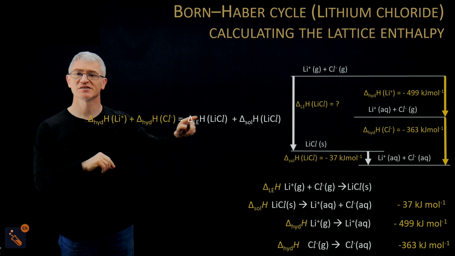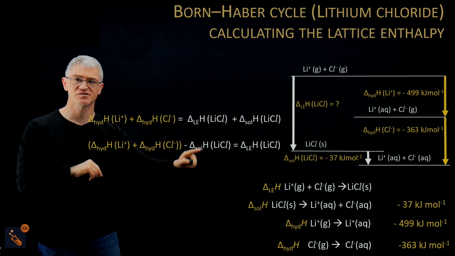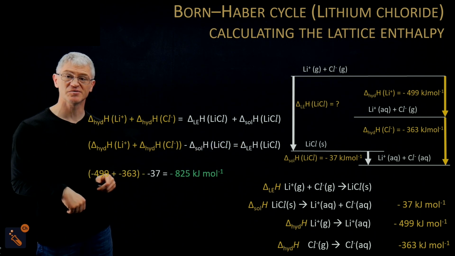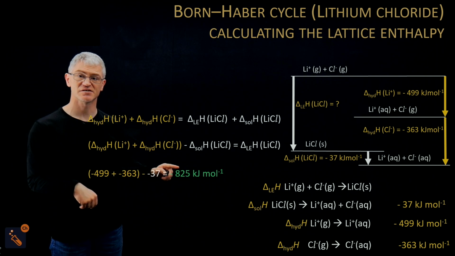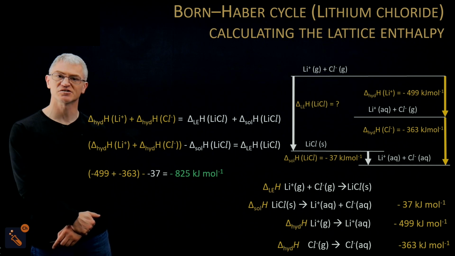And with that lattice enthalpy, all I have to do is minus the solution away from the other two. So I've minus the solution there, okay? And then I just put the numbers in. So I put the numbers in, and there you go, minus 825 kilojoules per mole. Now that is the simplest one. We're going to go in the next section into something slightly more complicated, but not much more complicated.